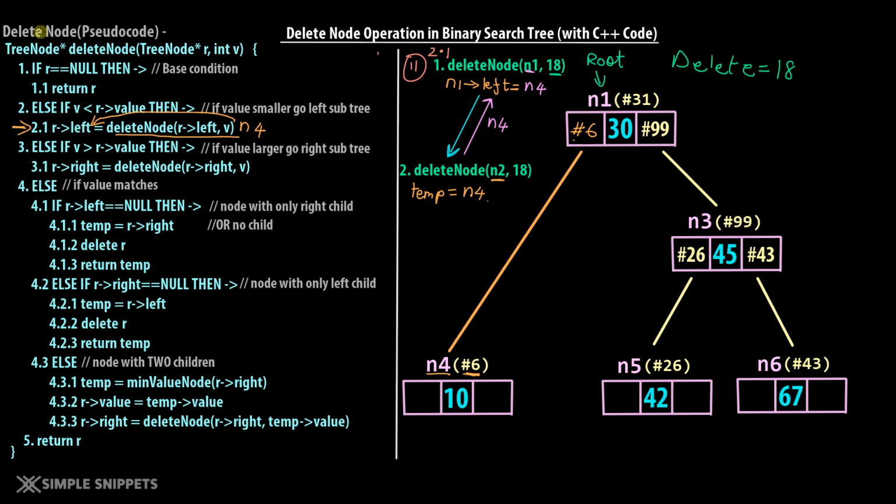And after executing this step number 2.1, our first delete node operation is now resumed from 2.1. And when that happens, after step 2, we will directly jump to step 5, because step 3 and 4 will not be executed. And step 5 says return r. What is the r value inside the first delete node? It is n1. So n1's address will be returned to the main function, because programmatically in C++ we will call the delete node in the main function.